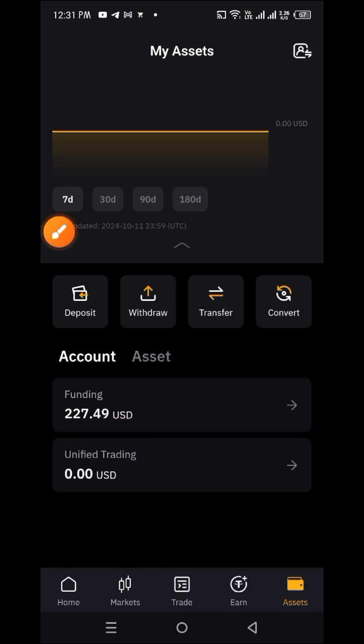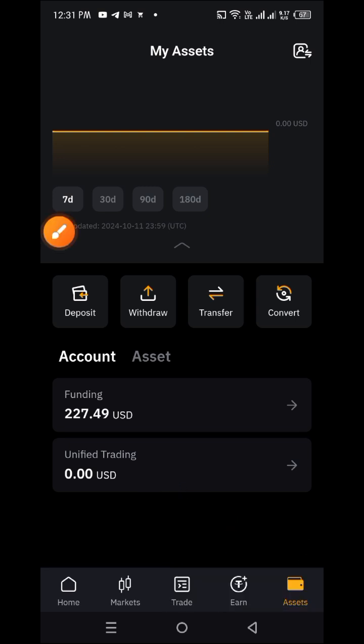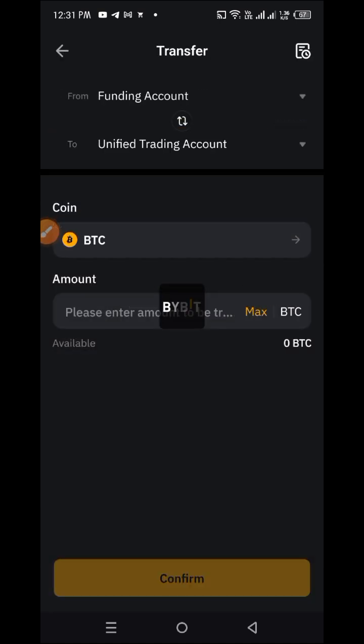So for you to trade crypto, you have to have money in your unified trading account. Yeah, this one. Very easy. How do you do that? Just click on transfer. You can see at the top here, it says from funding to unified trading account. What do you want to transfer? Of course, it is USDT, because USDT is the stable coin that is used against any crypto to trade cryptocurrencies.